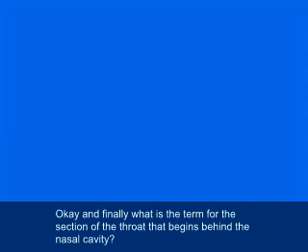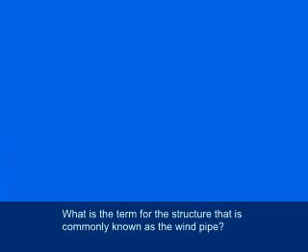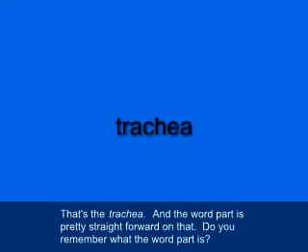Okay, and finally, what is the term for the section of the throat that begins behind the nasal cavity? Well, that's going to be the nasopharynx. What is the term for the structure that's commonly known as the windpipe? Well, that's the trachea. And the word part's pretty straightforward on that. Do you remember what the word part is? Well, that's tracheo.